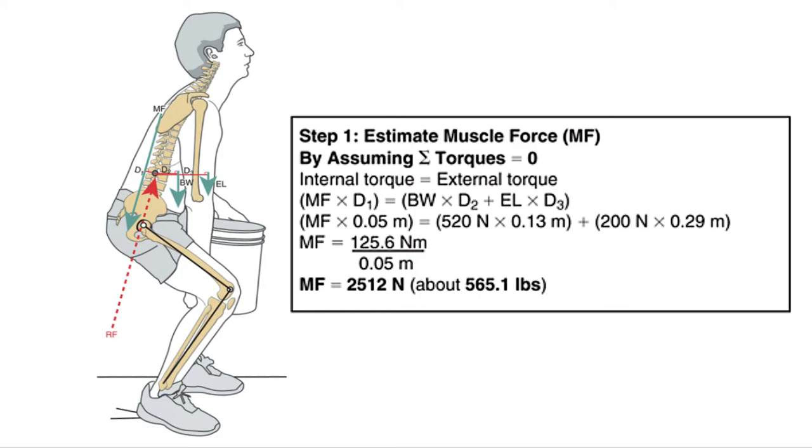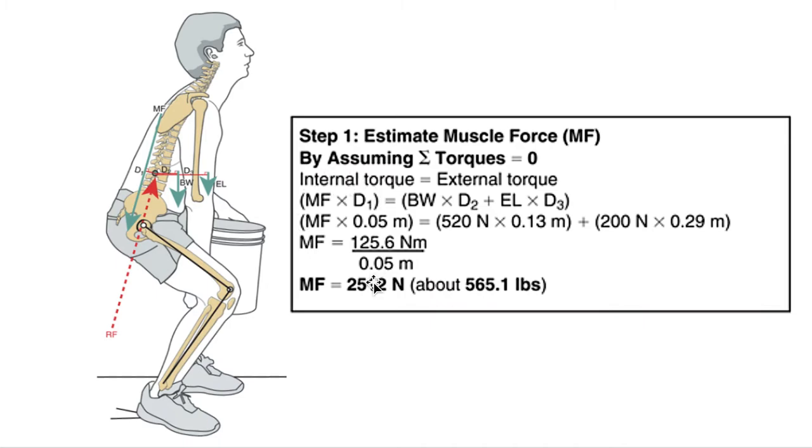Okay, step 1 in this process is to estimate muscular force. What is the muscular force of the extensor musculature needed to lift this bucket up? We will assume that the sum of all forces is equal to 0, meaning that the internal torque equals the external torque produced. The work of our muscles will equal the work of the external torque, which is the body weight and the external load, which is the bucket in this case.